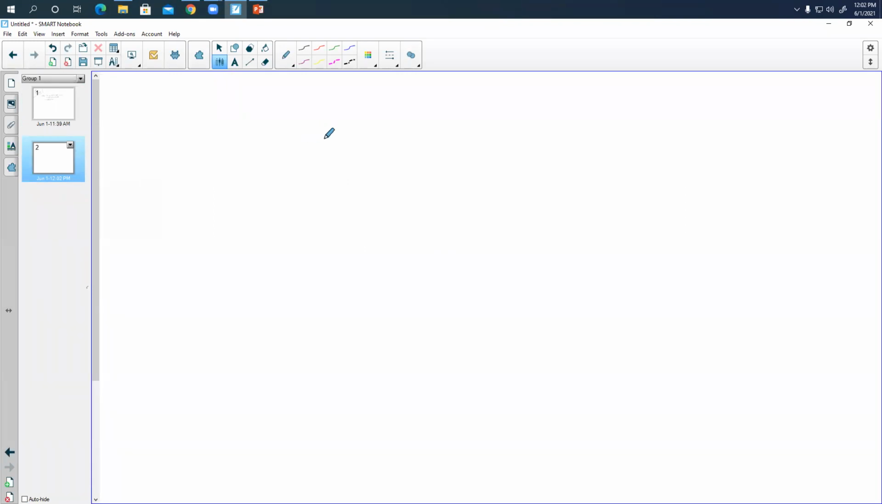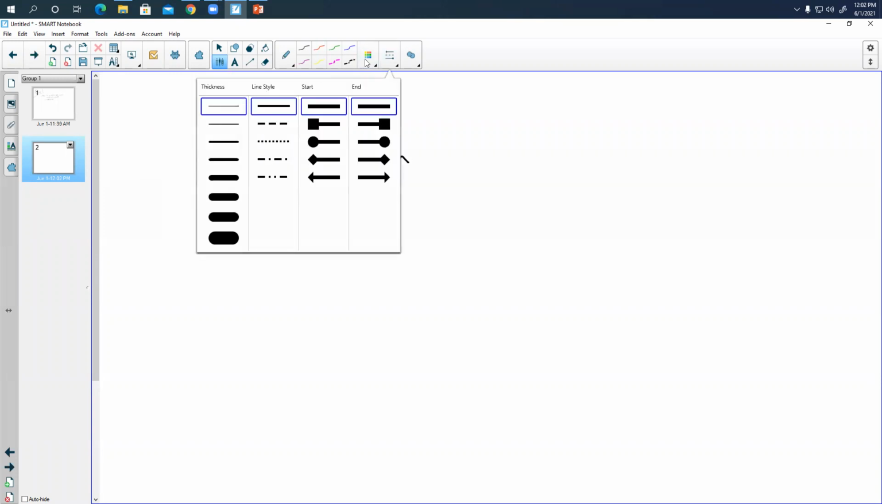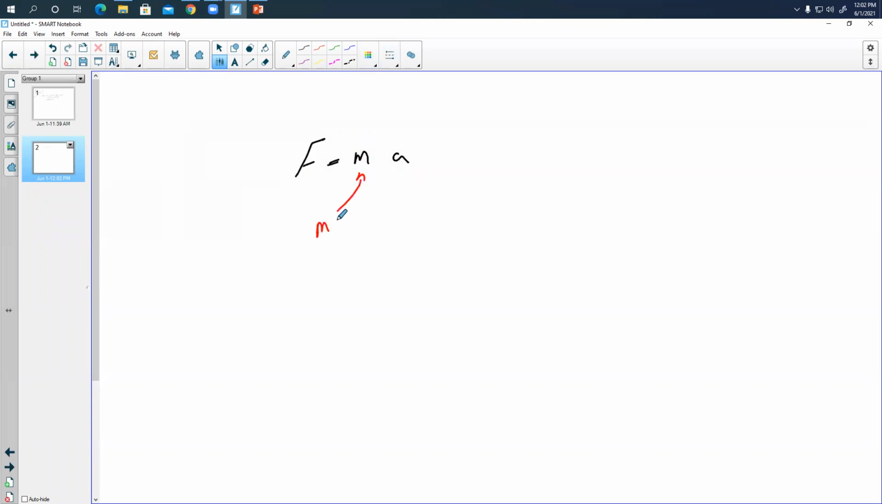So we said that Newton's second law, your force is going to equal your mass multiplied by your acceleration. This is your mass, and we talked about it's going to be in kilograms. This is your acceleration, which is your distance over your time squared, mainly meters per second squared. And this is your force, and it's going to be in newtons.